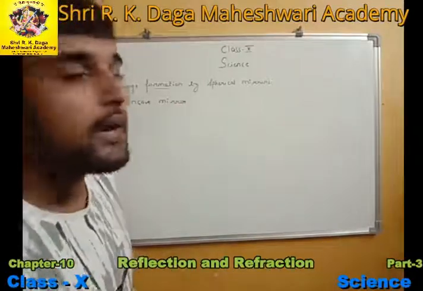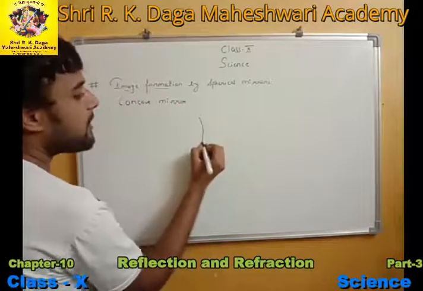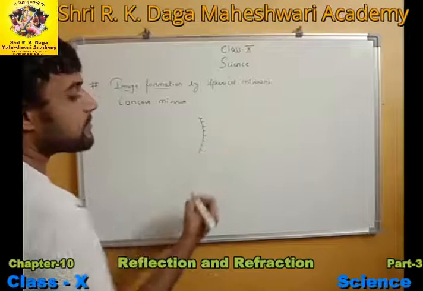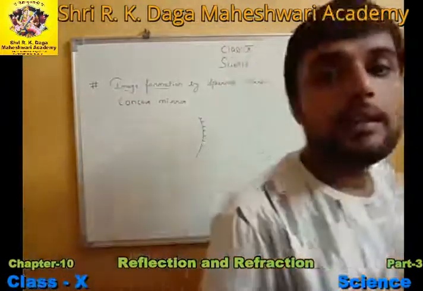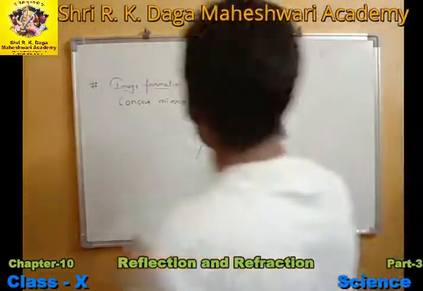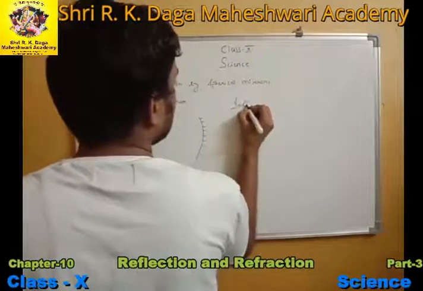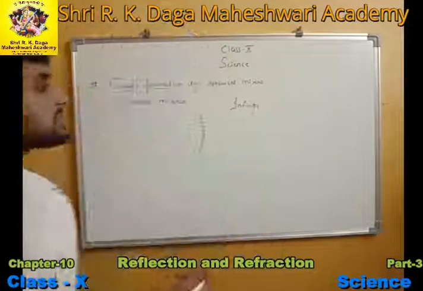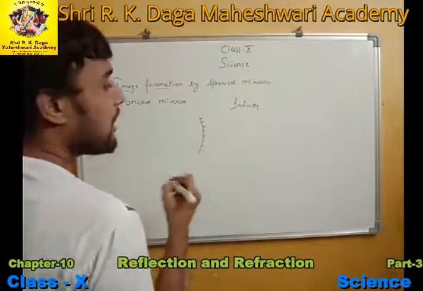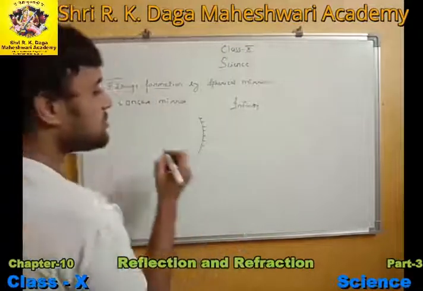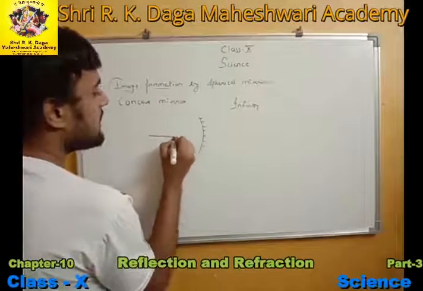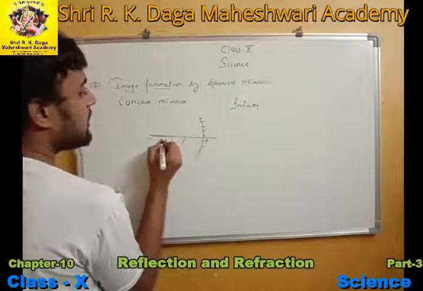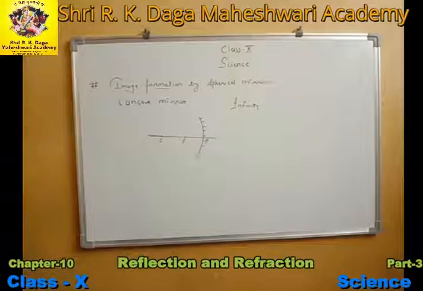Now, as we all know, the mirror which is polished from outside is called a concave mirror, right? This we have already discussed so many times. First of all, let us consider that our object is at infinity. Suppose our object is at infinity. So how the image will be formed, this we are going to see, okay? This is our principal axis. This is the pole, this is the focus, and here is the center of curvature.